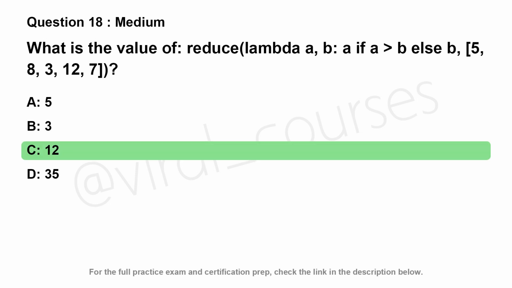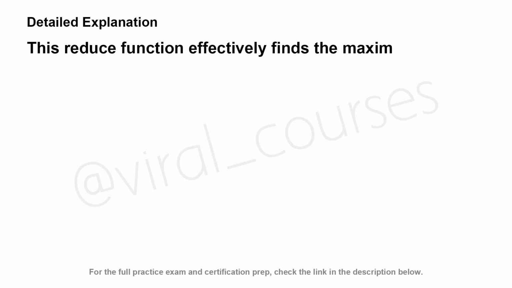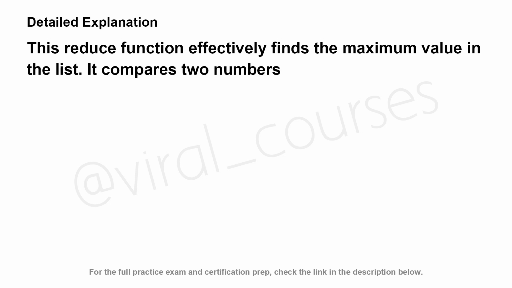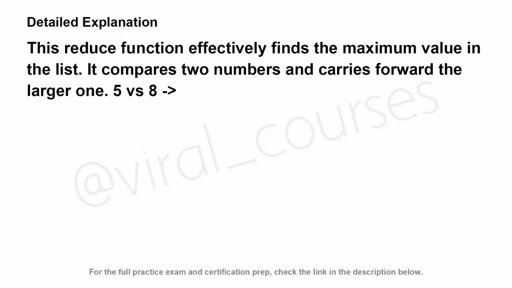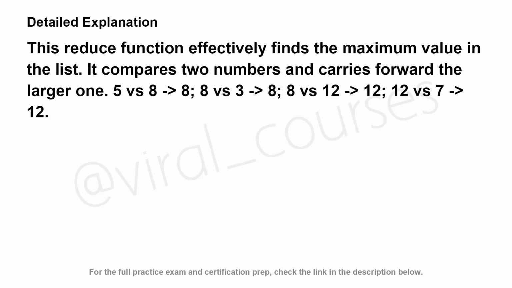The correct answer is C. This reduce function effectively finds the maximum value in the list. It compares two numbers and carries forward the larger one. 5 vs 8 gives 8, 8 vs 3 gives 8, 8 vs 12 gives 12, 12 vs 7 gives 12. The final result is 12.